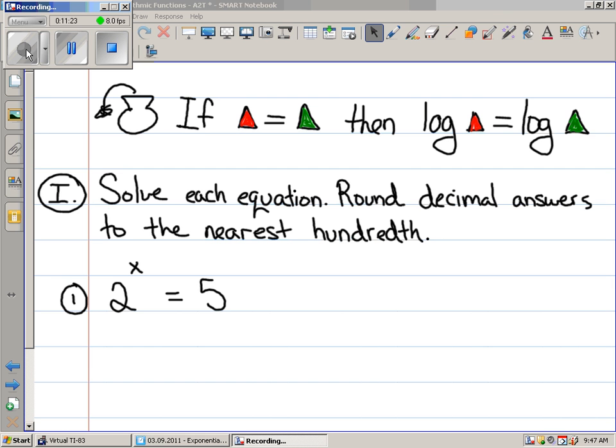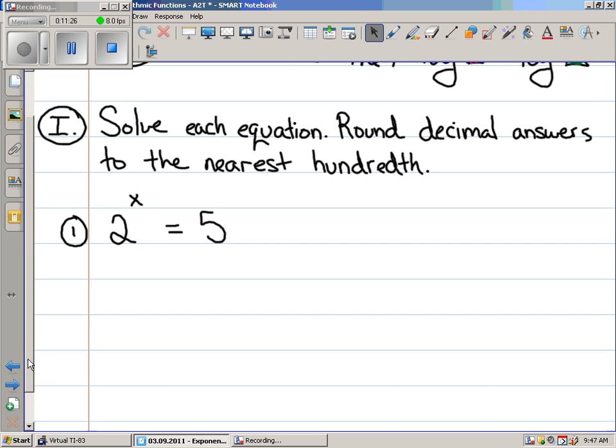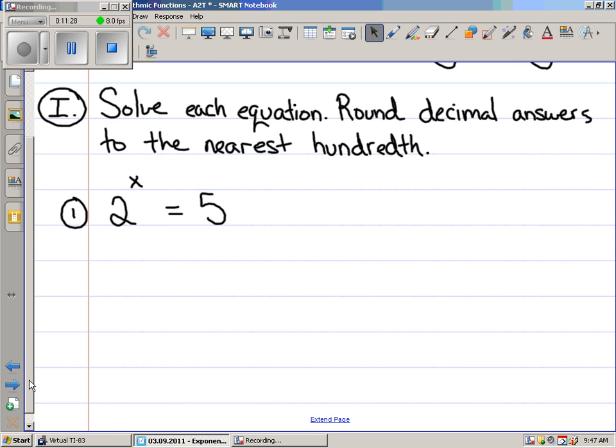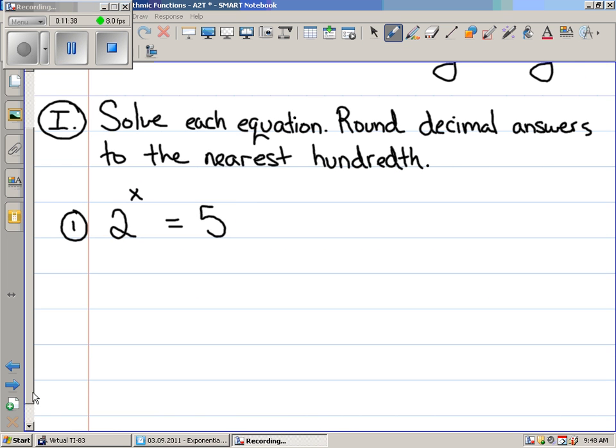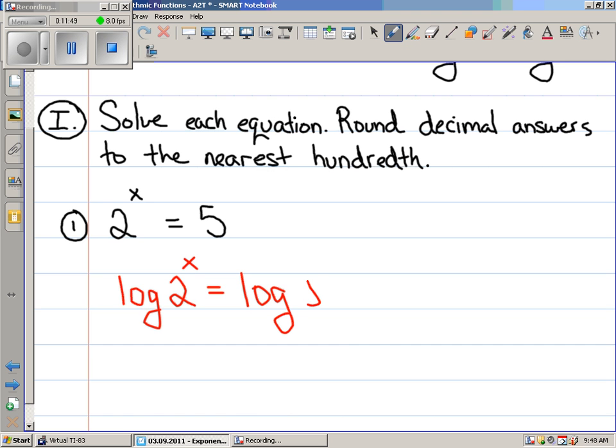Hello, everybody. What's step 1? What do you think we're going to do? Perfect. Yeah, you just log up both sides. Step 1. Log up both sides. Log 2 to the x equals log 5.